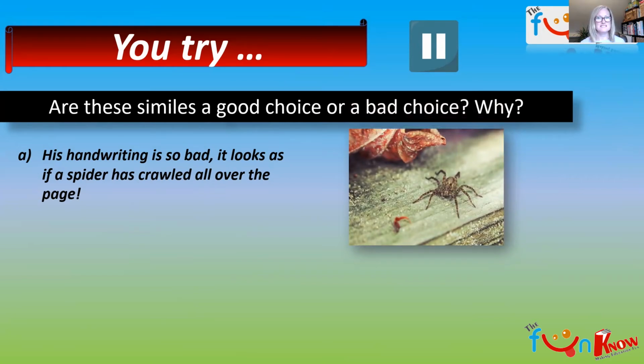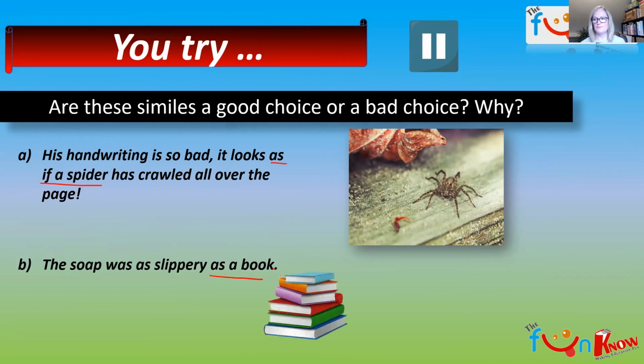Okay, so is this a simile and is it a good one? So let's see if we can identify the simile. As if a spider. And then B, the soap was as slippery as a book. And then we've got a simile, as a book. And there are the books. Pause the video and have a think.